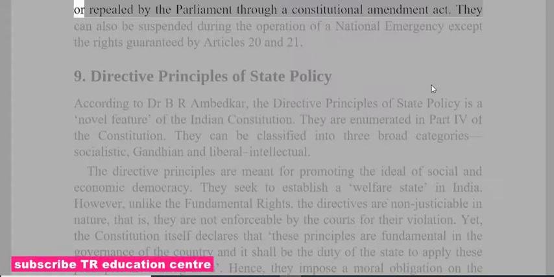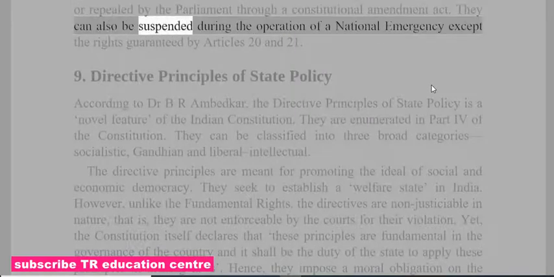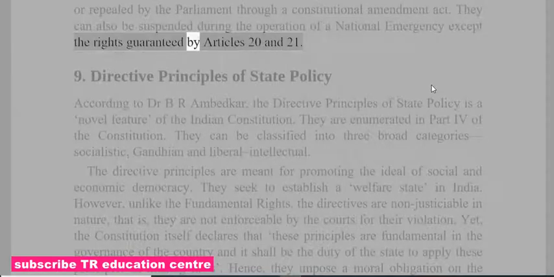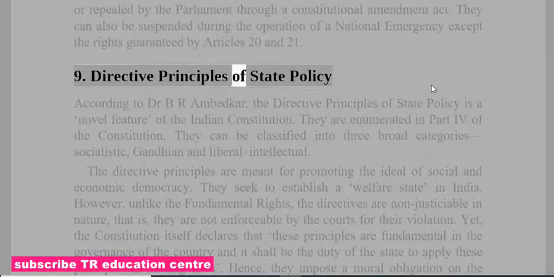or repealed by the Parliament through a Constitutional Amendment Act. They can also be suspended during the operation of a national emergency except the rights guaranteed by Articles 20 and 21.